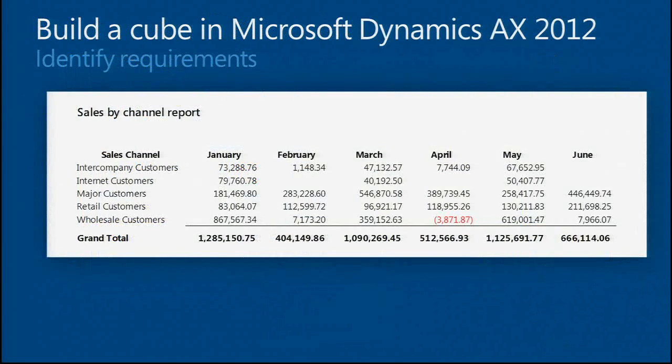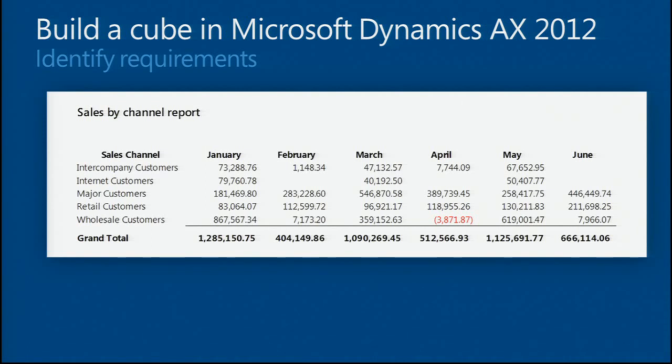Well, I think the best way to approach that is to identify the requirements. I don't have to tell you that. But typically, this is how you would go about identifying requirements for a cube. For example, you would look at the kind of report that Sarah wants. This is a typical report that Sarah wants to share with Julia, and it basically shows sales by channel.